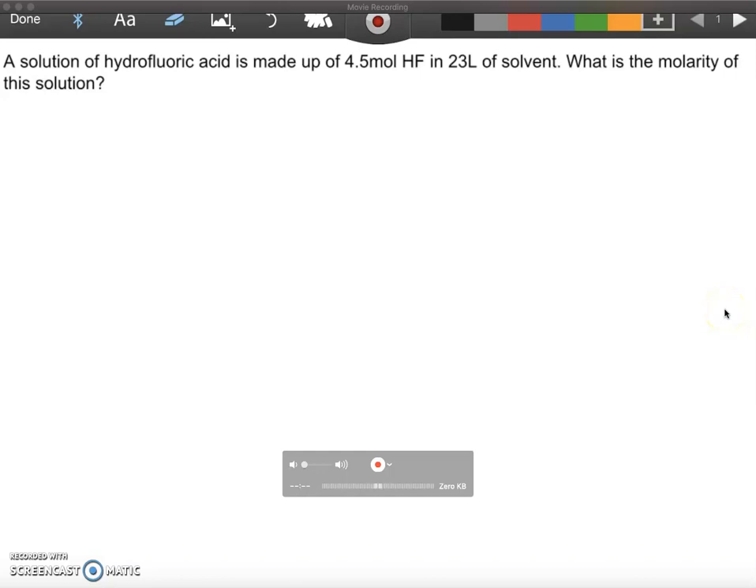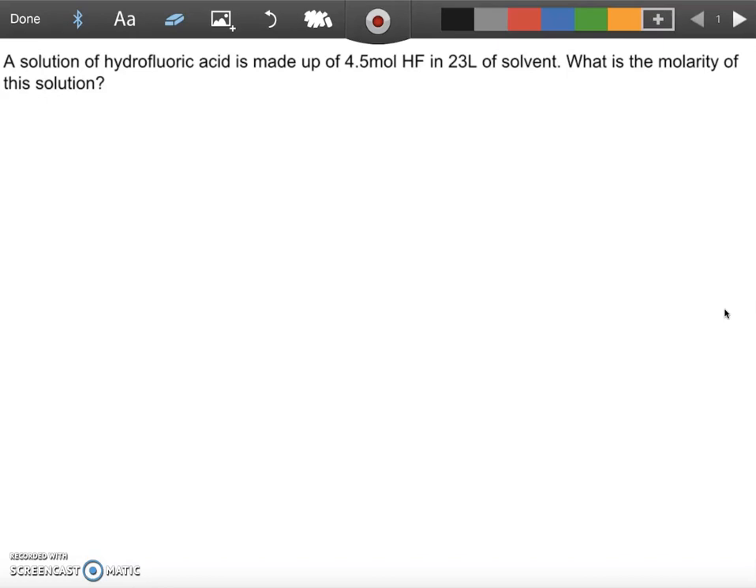Okay, welcome back. In this video, it's all about measuring concentration and solving concentration problems, specifically with molarity, which is by far the most widely used measurement of concentration. This first problem in front of you is probably the more basic and easiest one of them all. A solution of hydrofluoric acid is made up of 4.5 moles of HF and 23 liters of solvent. What is the molarity of the solution?